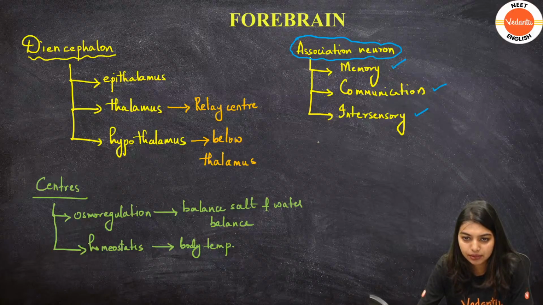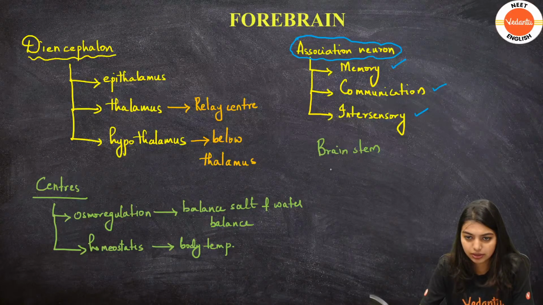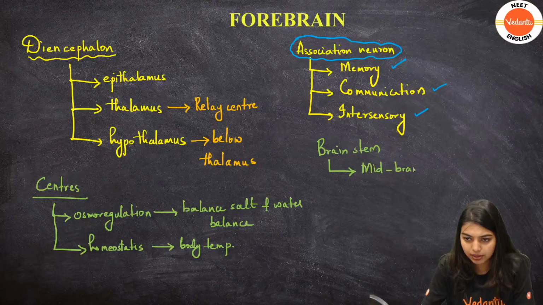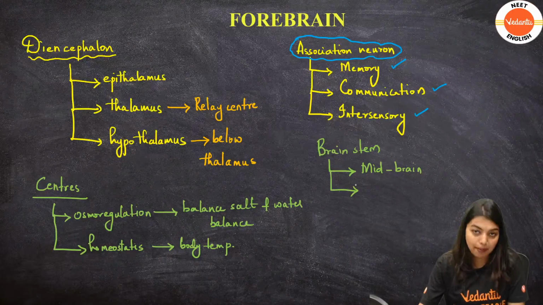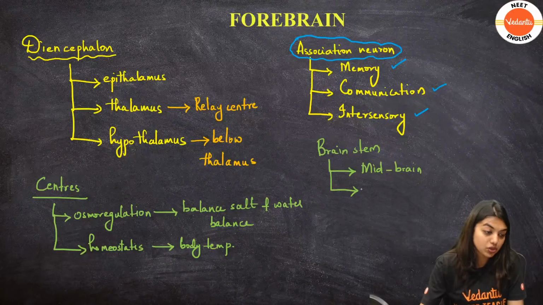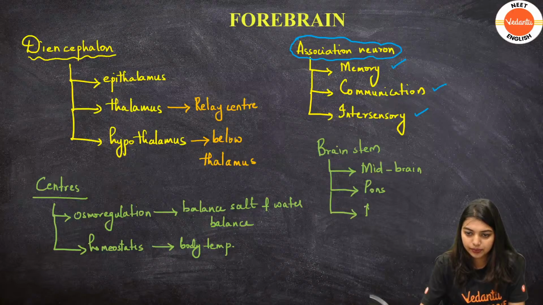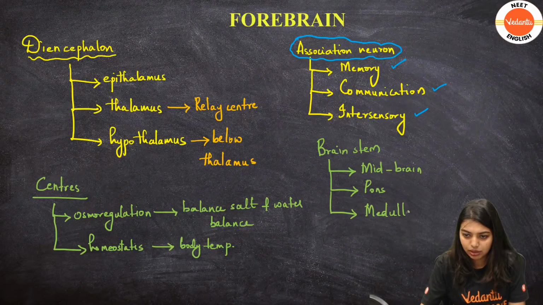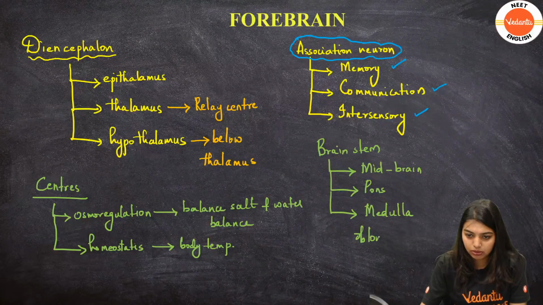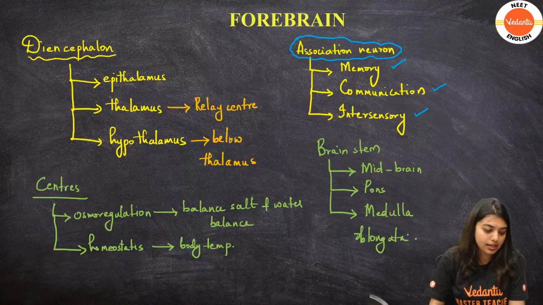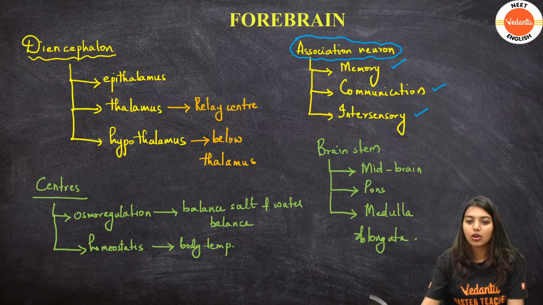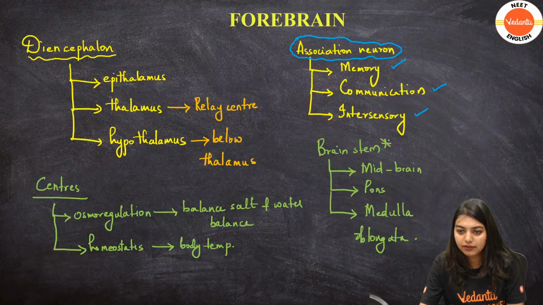So brainstem is made up of three main parts. First one is your midbrain, second is pons, and third is medulla oblongata. MPM, that is how you remember: midbrain, pons, and medulla oblongata. Okay, fine, done.